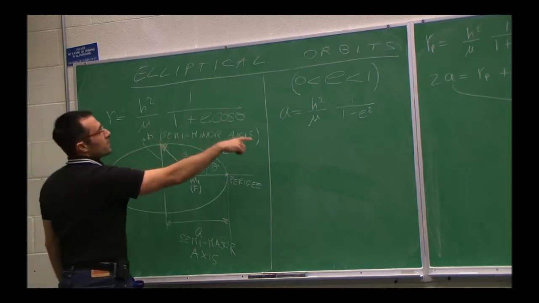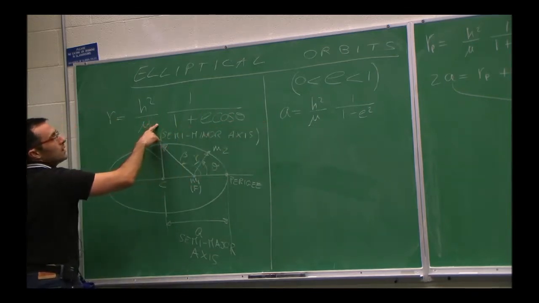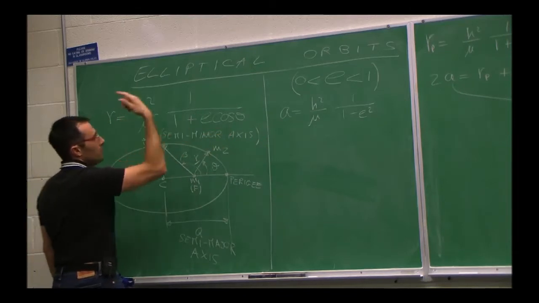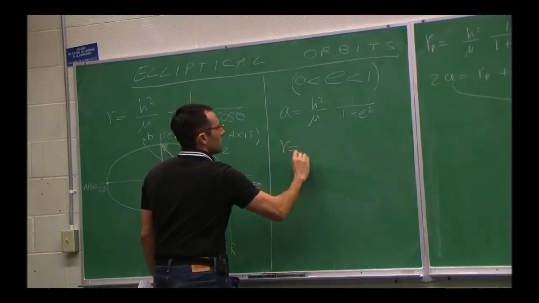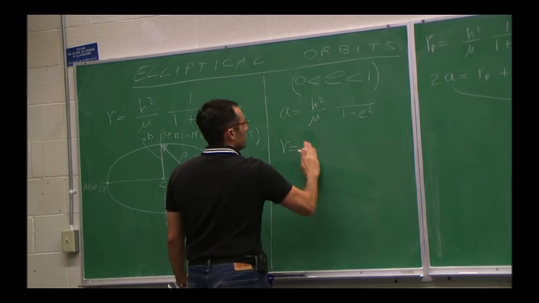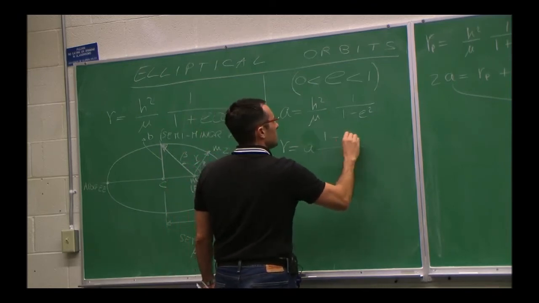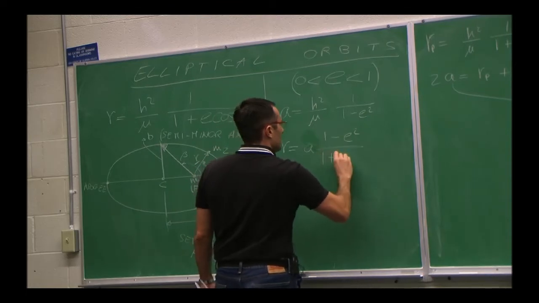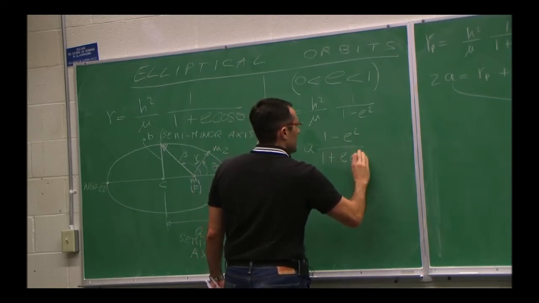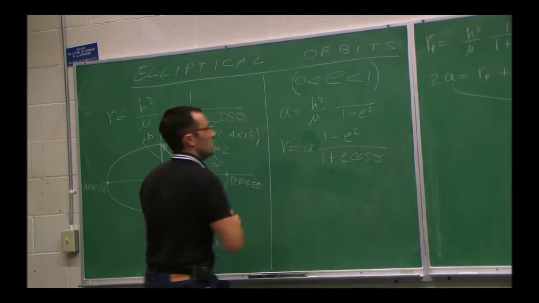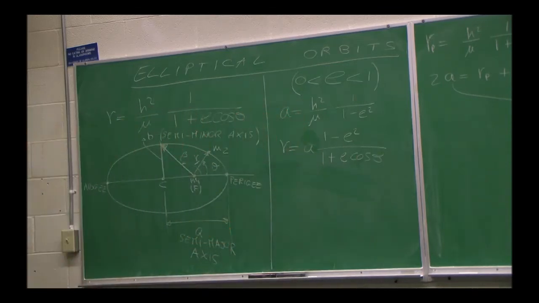Well, look at these two expressions. There is an h squared over mu, which is in common. So I can take a multiplied by 1 minus e squared, and I get h squared over mu. So in other words, this is another way for me to rewrite r: a times 1 minus e squared, times 1 over 1 plus e cosine theta. Make sense? That's just another way that we're going to use.